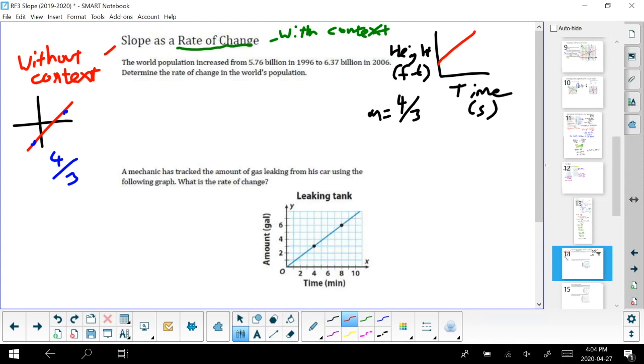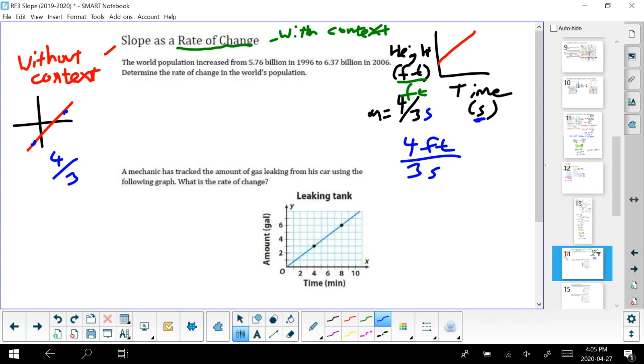But really, because we know that this is our change in your feet over your change in your time, we could rewrite this as your rate of change is 4 feet per 3 seconds. So every 3 seconds you go up 4 feet. We could simplify that and say that we go up roughly about 1.3 feet per 1 second. Okay? So that's really the biggest difference between slope versus understanding slope as a rate of change. So let's go ahead and work through these examples together.